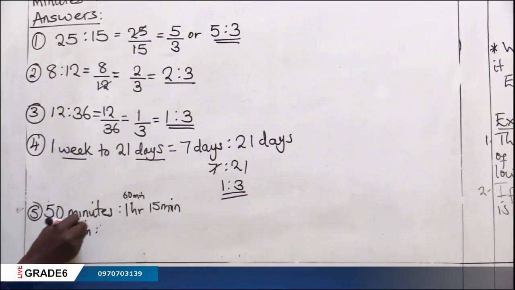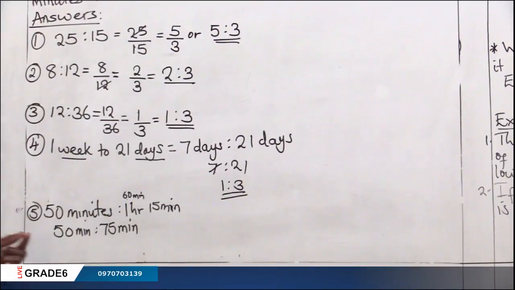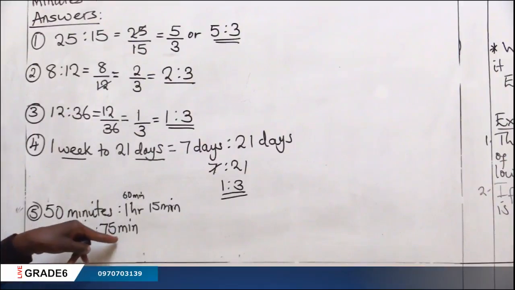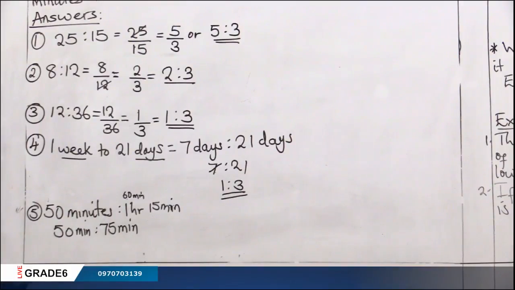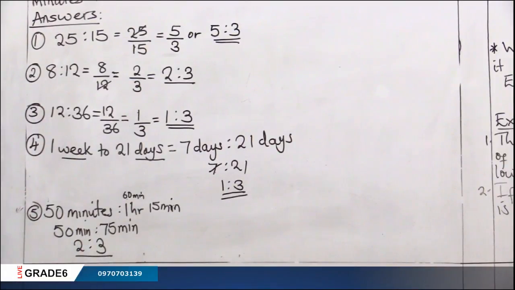So it will be 50 minutes to 75 minutes. Therefore, we can look for a number that can go in 50 and in 75. The number is 25. So 25 into 50 is 2, and 25 into 75 is 3. Therefore, our answer is 2 to 3.